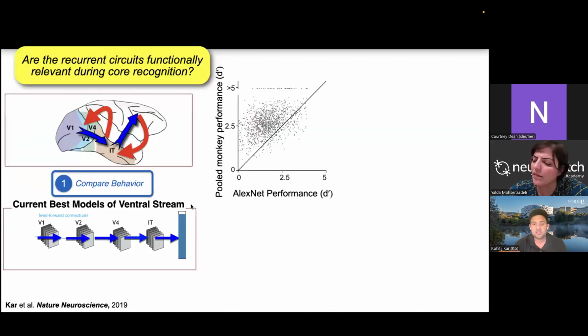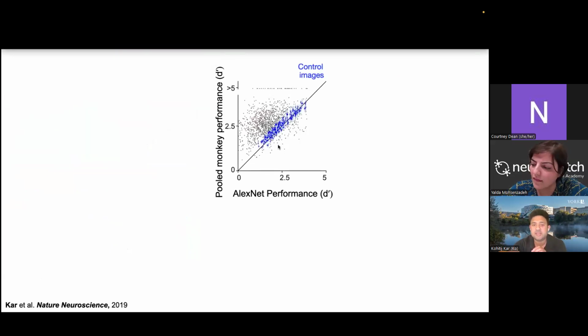Okay, so here's an example of what a comparison of behavior would look like. Each dot is an image. You can see that there are many images that line up on the unity line, which means that if the model is good, the pooled monkey performance, which I'm showing on the y-axis, is good. If the model is bad, the monkey performance is bad. So they're aligned, the models and monkeys are similar. This is what we call control images. And there are many challenge images where the monkeys are much better than the model.